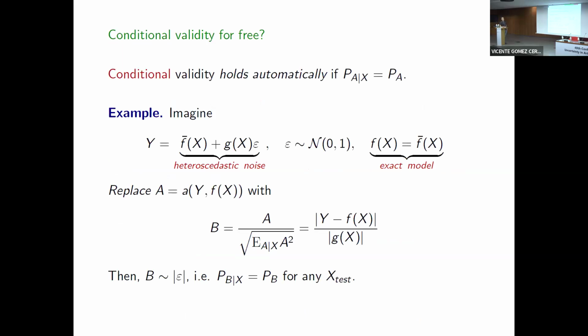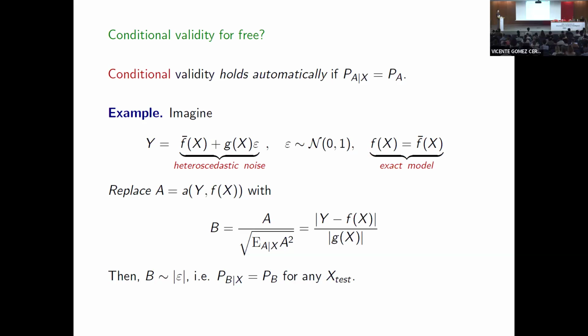Okay, this is a bit depressing, but let's take a step back and think about what happens if the conditional probability is equal to the marginal probability. In this case, conditional validity and marginal validity will be the same, and everything holds automatically. Is this possible in practice? No, for a general task this is not true. But there are cases where we can make this happen. How do we do it?